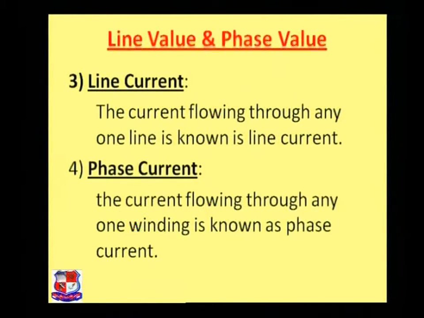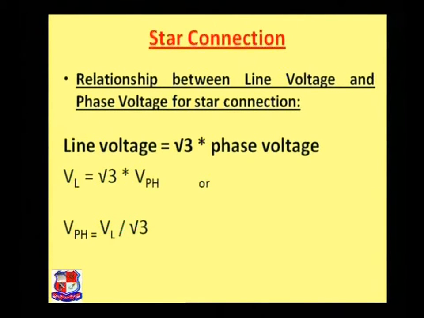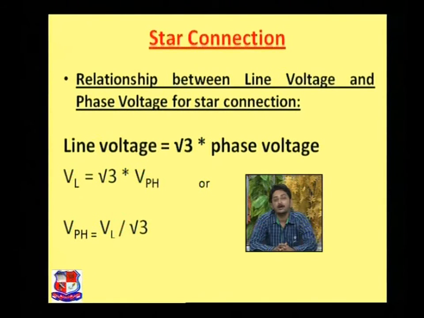Now let's quickly go through the relation between the line voltage, line current, phase voltage and phase current for the star connection. First of all, the line voltage and the phase voltage. In star connection, your line voltage is greater than your phase voltage, by root 3 times. So our equation becomes VL equals root 3 into VPH, where VL is the line voltage and VPH is the phase voltage. Or you can write VPH equals 1 by root 3 into VL. So this is the relation between the line voltage and the phase voltage for the star connection.